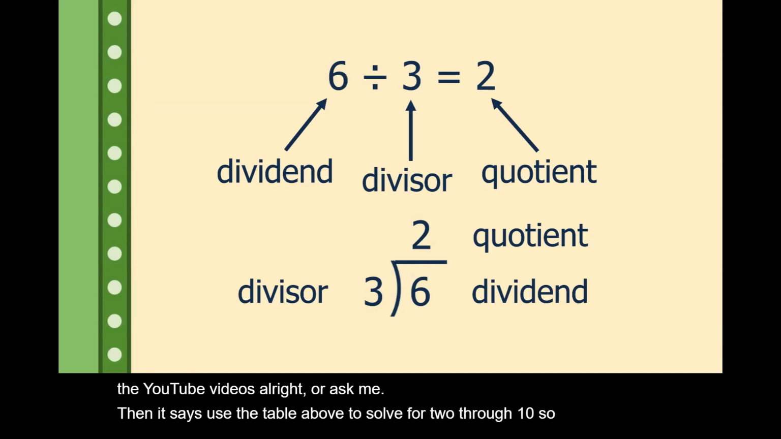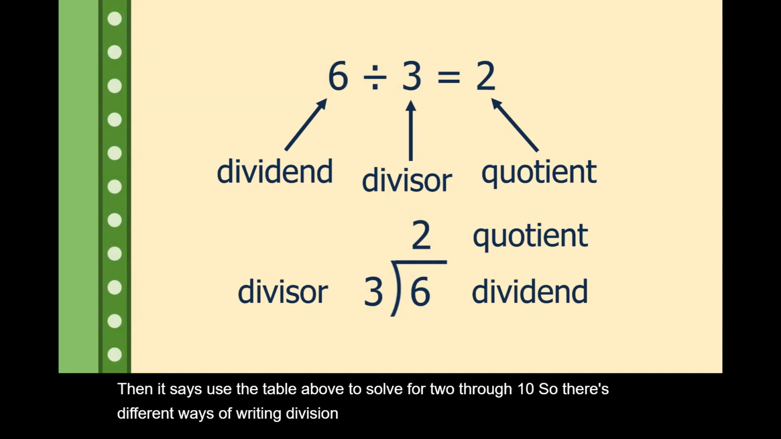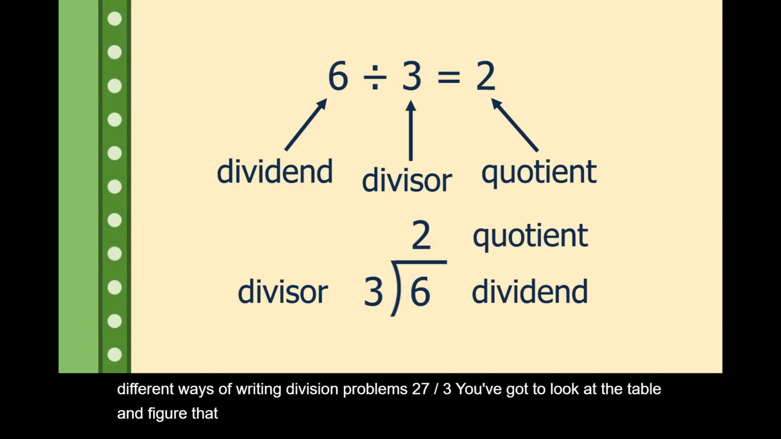Then it says use the table above to solve for 2 through 10. So there's different ways of writing division problems. 27 divided by 3. You just got to look at the table and figure that out, or skip count by 3s until you get to 27. All right, 5 through 10 is the same way.